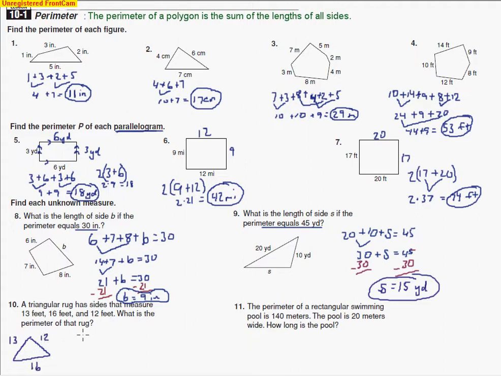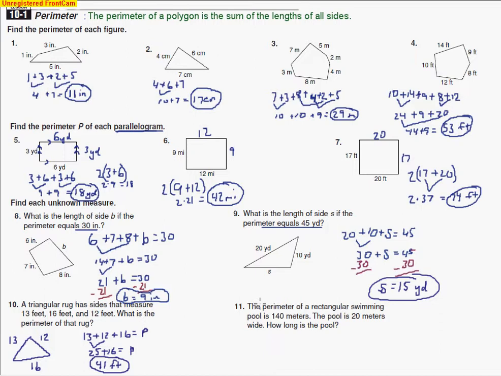Well, when we're trying to find perimeter, we're just adding up all these numbers. 13 plus 12 plus 16 equals the perimeter, P. When I add these two numbers together, I get 25. 25 and 16, those two numbers add to make 41. So 41, and the units are feet, equals our perimeter P.